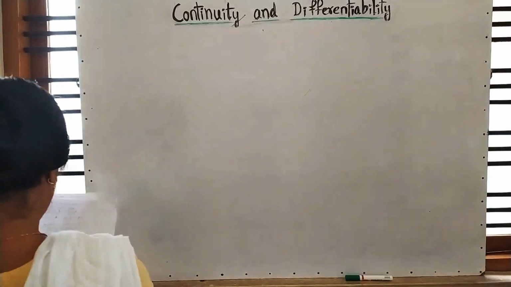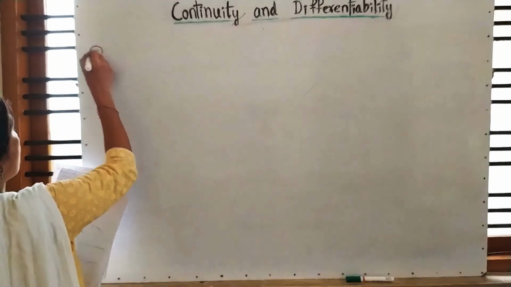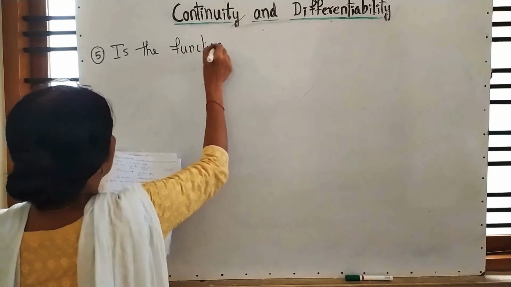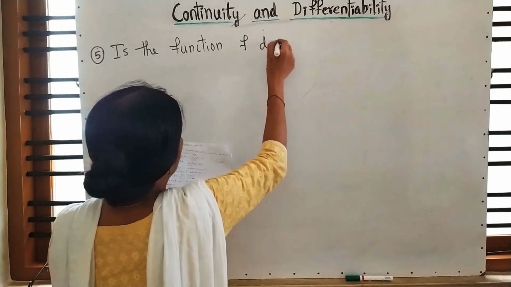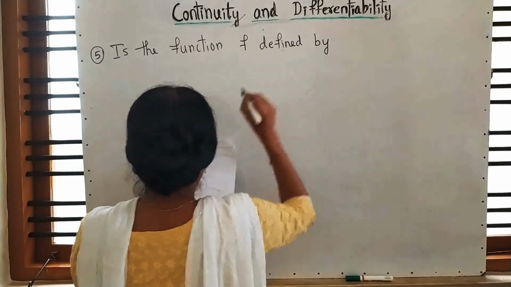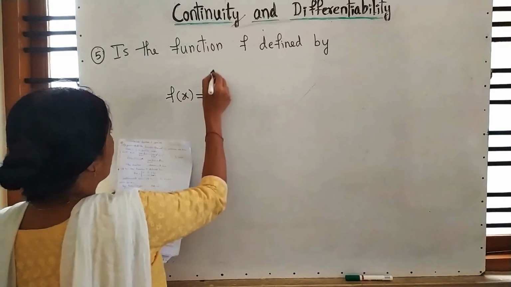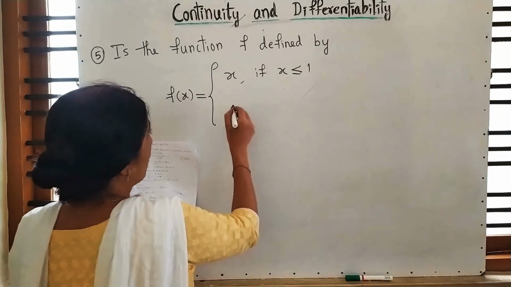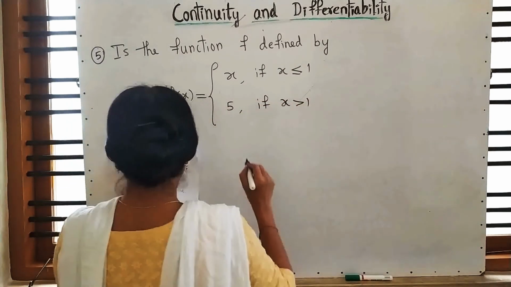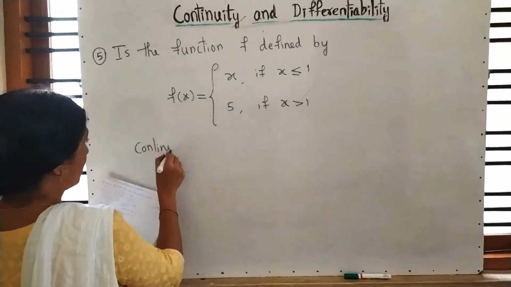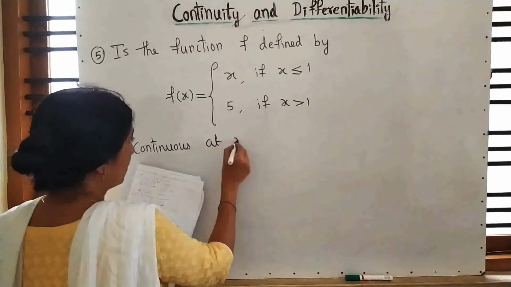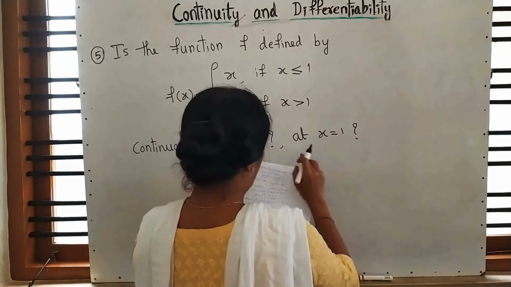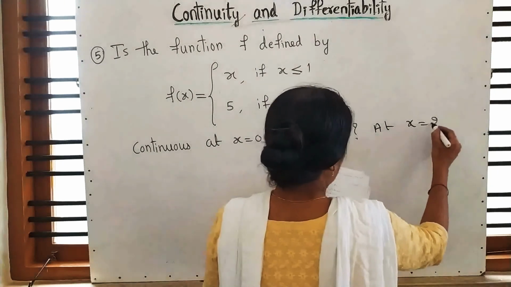Moving to the next, fifth question. Is the function f defined by f of x is equal to x if x is less than or equal to 1, and 5 if x is greater than 1, continuous at x is equal to 0, at x is equal to 1, at x is equal to 2.